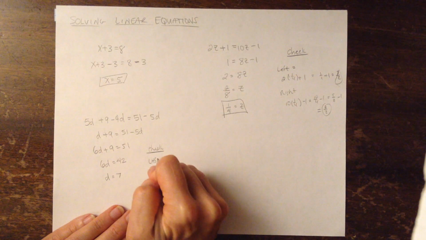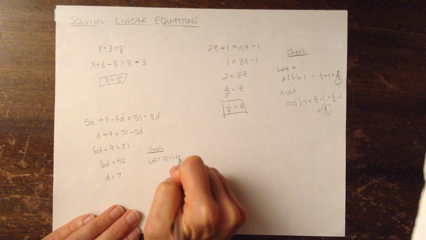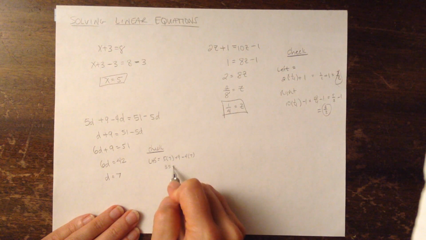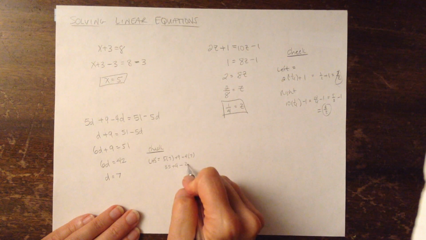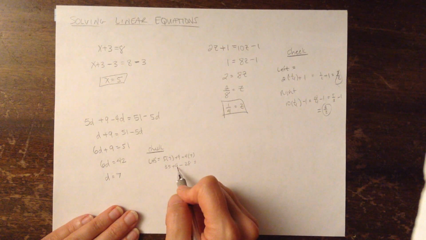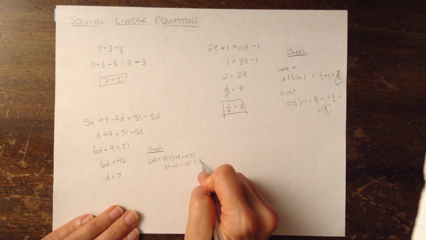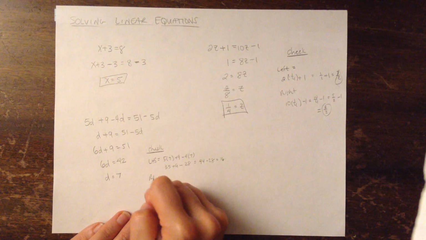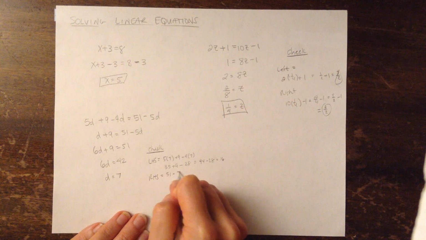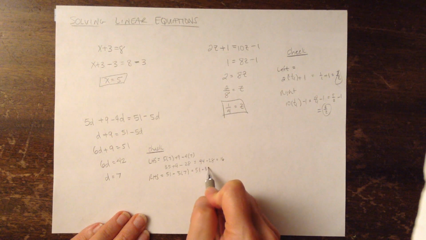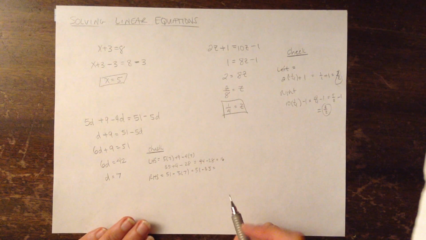So the left-hand side is equal to 5 times 7 plus 9 minus 4 times 7. So this would be 5 times 7 is 35 plus 9 minus 4 times 7 is 28, which is equal to 35 plus 9, let me do it, 44 minus 28 is equal to 16. And the right-hand side would be 51 minus 5 times 7, which is 51 minus 35, which is 16.